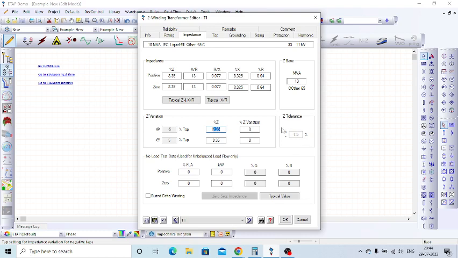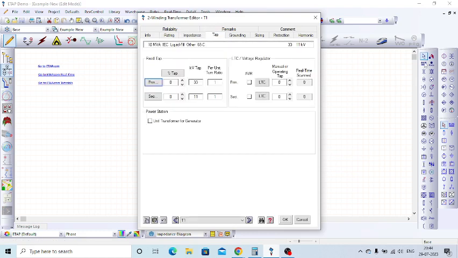Please note this point. This will be a typical interview question. So please note this point: how to consider the impedance tolerance for power system analysis. This is one of the typical interview points.